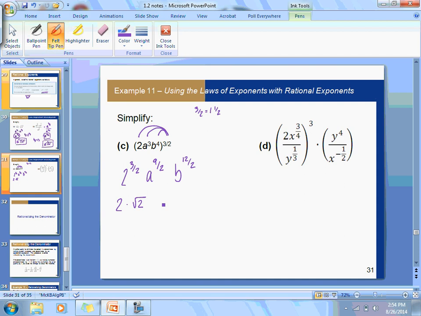And then I have my a to the 9 halves. I can't really do much to that, but the b to the 6th, I can divide 12 by 2 and get 6. So your book would write the problem this way. 2, and the square root of 2, and then a to the 9 halves and b to the 6th.